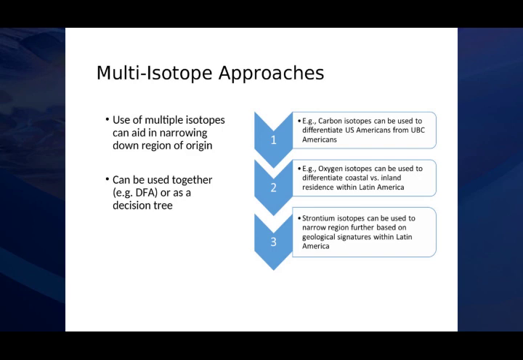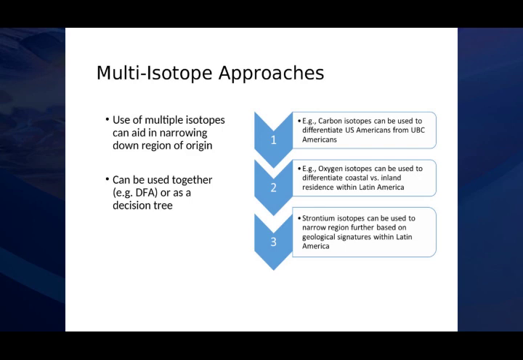You'll see shortly that undocumented border crossers have much higher carbon isotope values than most US Americans. Once you've done that first step using carbon as a potential screening tool, then you can use oxygen isotopes to maybe at least suggest whether somebody's closer to the coast or more inland within a region within Latin America. Ideally, we want to narrow it down even further.